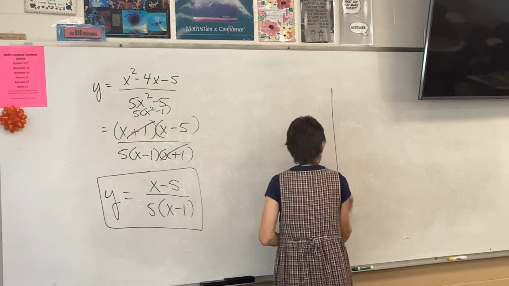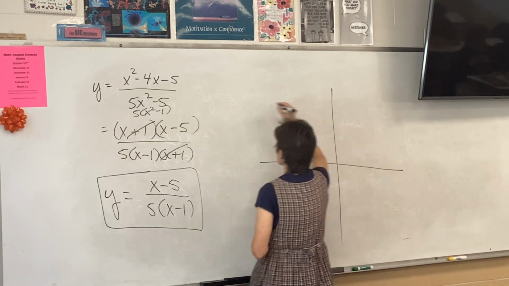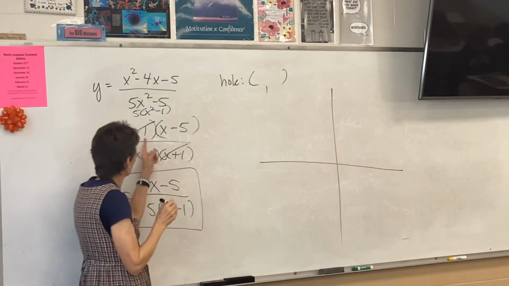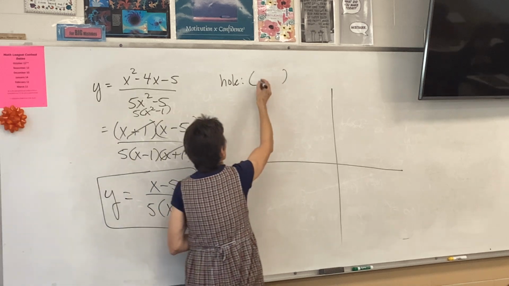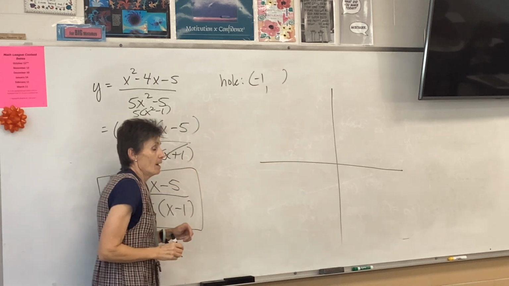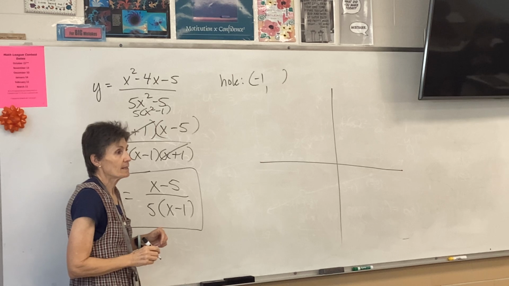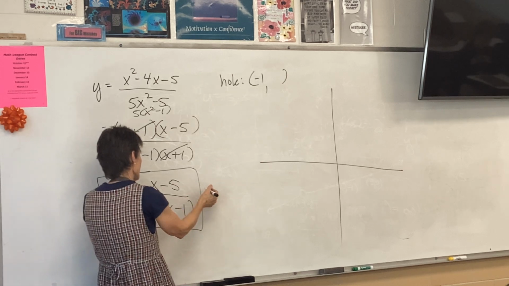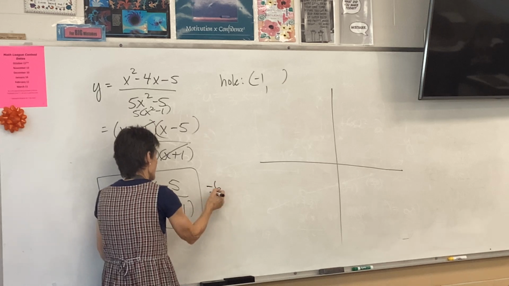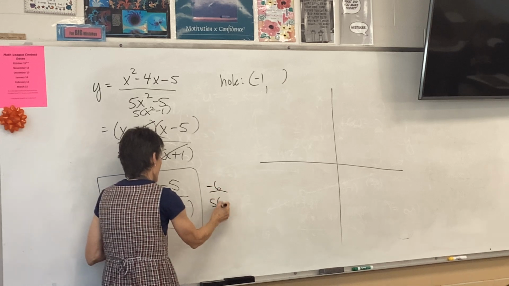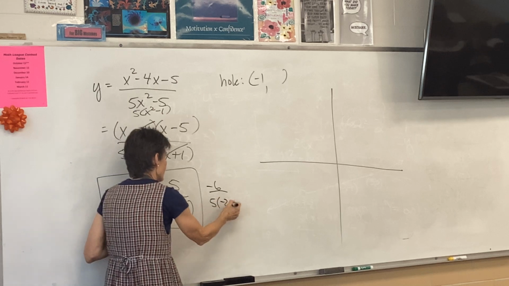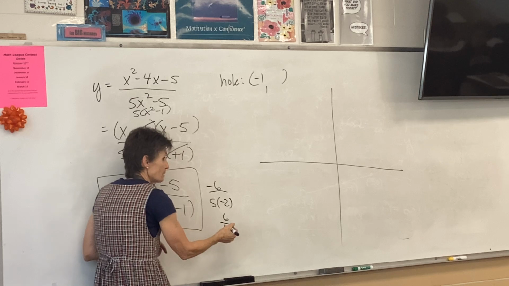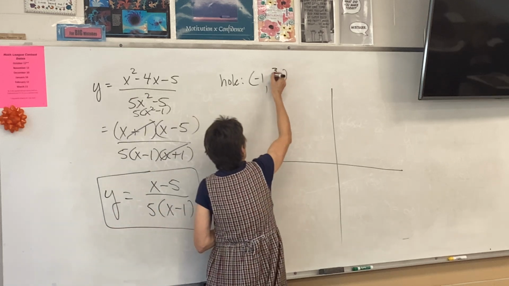Okay, so we know we're going to have a hole. Let's put it in the picture. What is going to be the x coordinate of my hole? -1. How will I find my y? I'll plug in -1, so that's -1 minus 5, which is -6, over 5 times -2. So 6 over 10, which is 3 over 5.